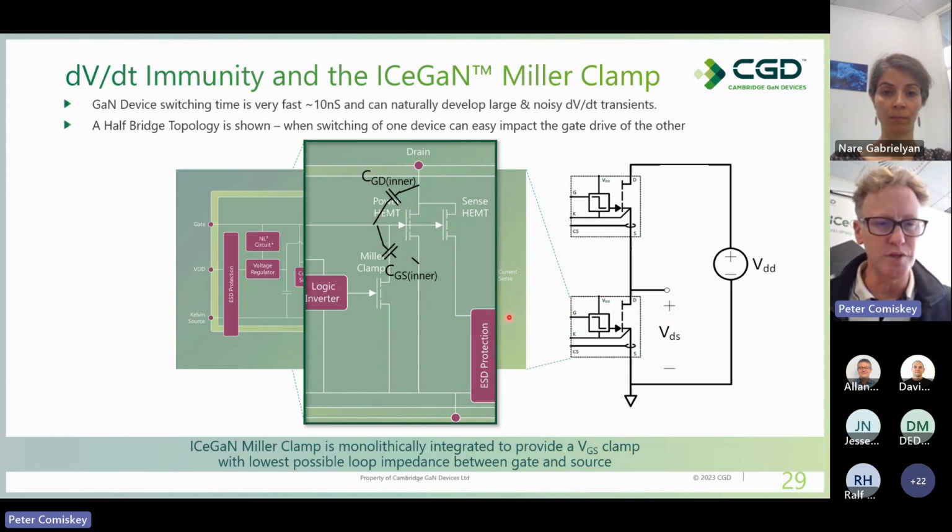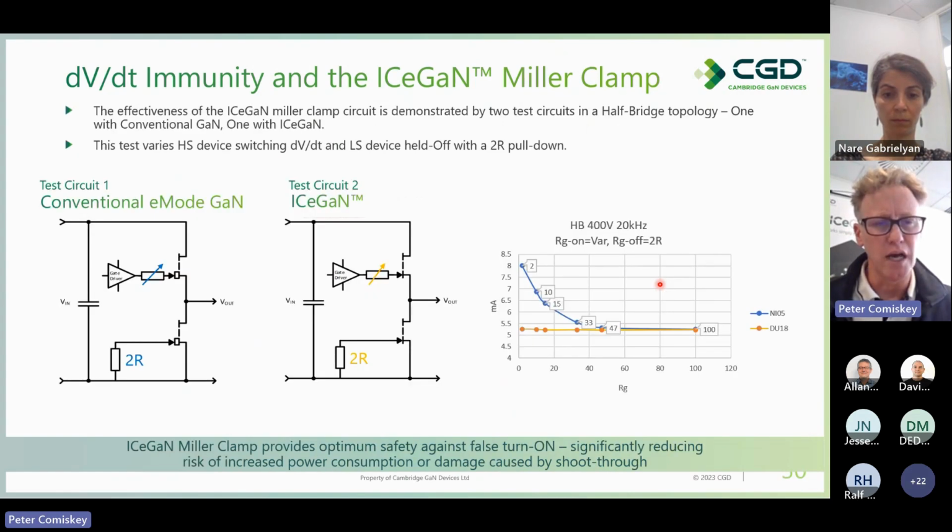So what the Miller clamp does is, when this device is off, it provides a connection between the gate and drain. So the Miller clamp resists any charging of CGS. So we're much more resistant to fast transients on our drain. In the next slide, I'm going to go into a test case, showing some real results of this in practice.